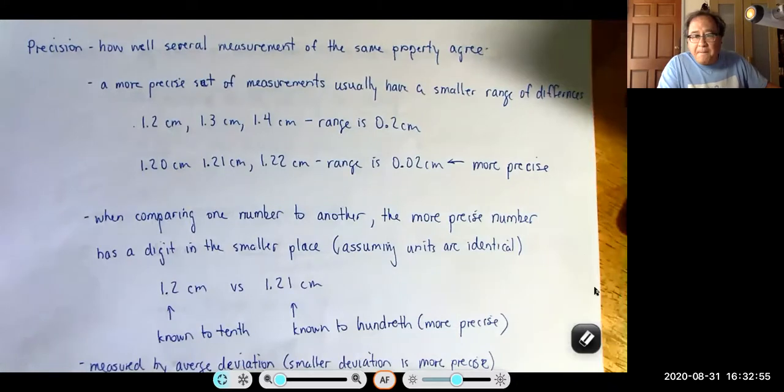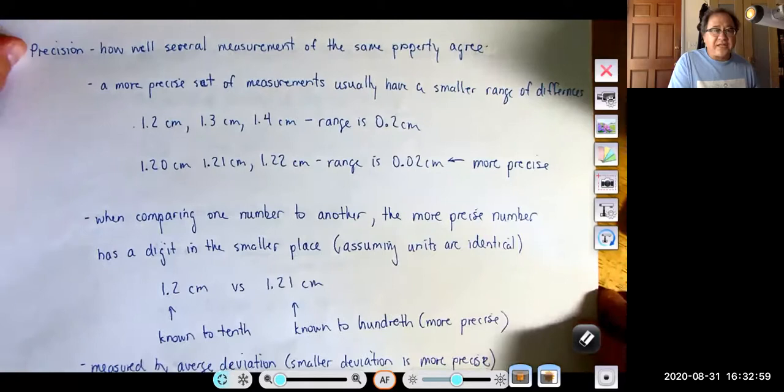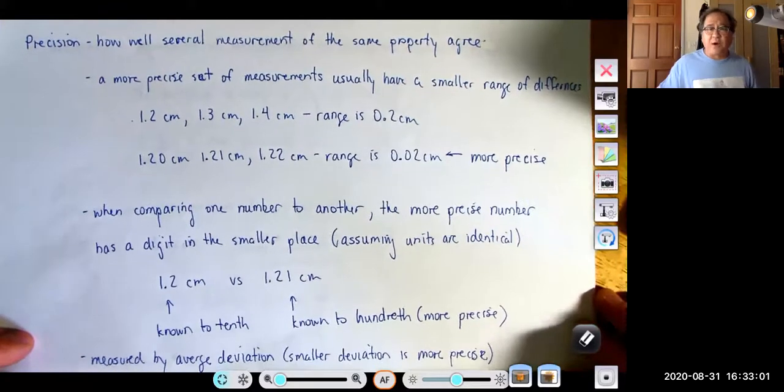There we go. So, precision. This is how well several measurements of the same property agree.